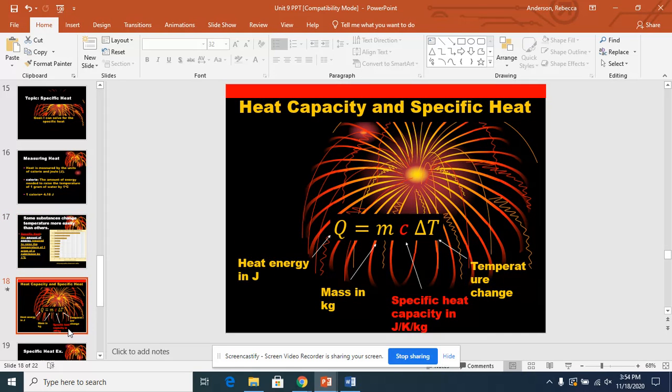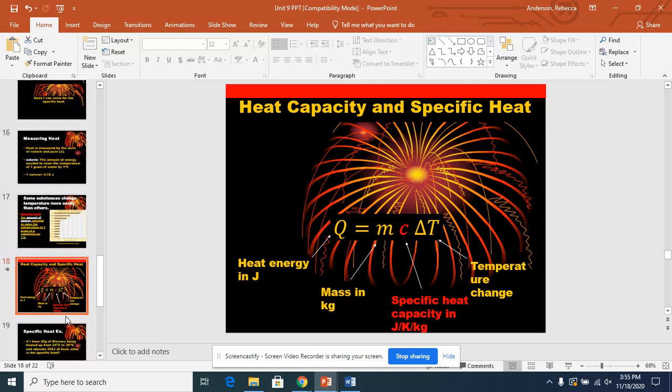Here is the formula for specific heat. I will have this formula in your notes section so you don't necessarily have to type it out. It is Q equals MC delta T. That little triangle is a delta T. So your Q is your heat energy in joules. Your M is your mass, and it's typically in kilograms. Your C is your specific heat capacity. And then your delta T is the difference in temperature. How much is your temperature changing?